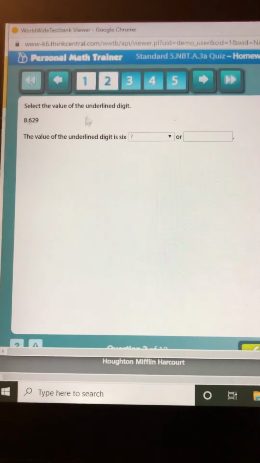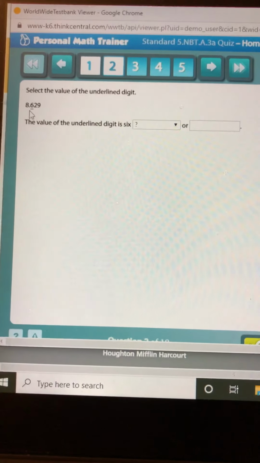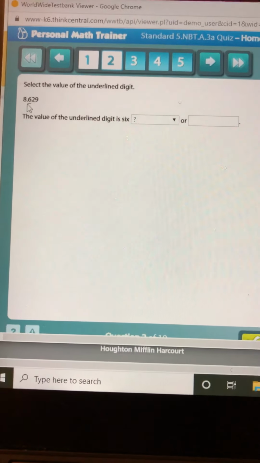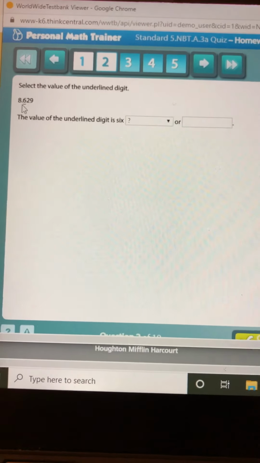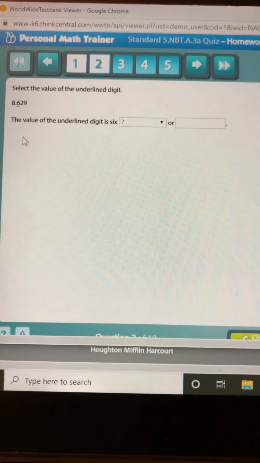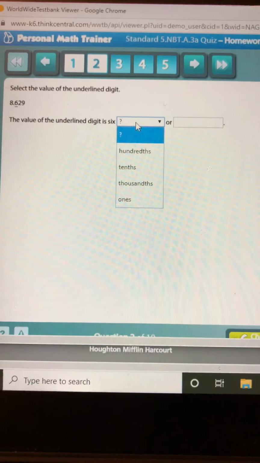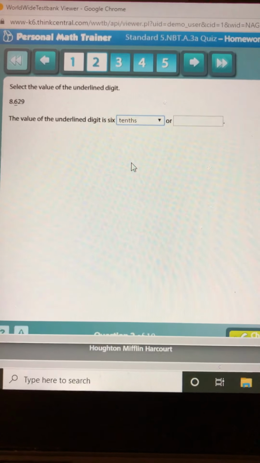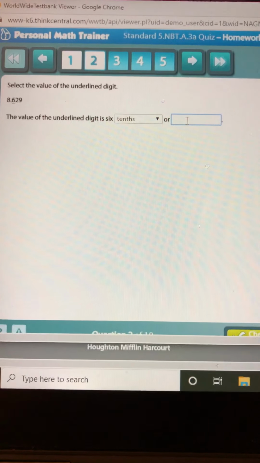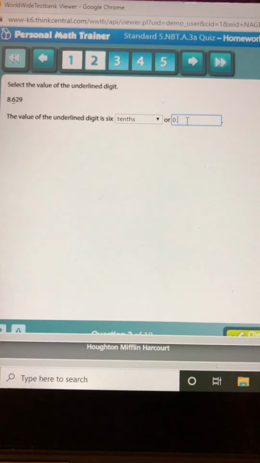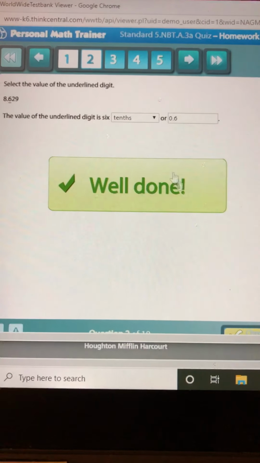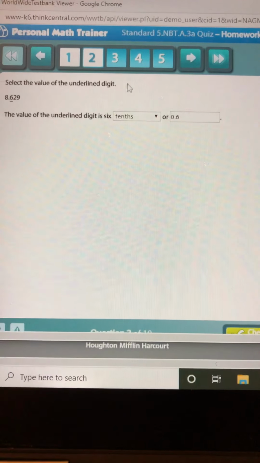So here they're asking you for the value of the underlined digit. Now notice there's a decimal there, okay? So it's not 8,629, it's 8 and, remember the decimal, you would read it as the word and, 629 thousandths with a THS at the end. So basically you're looking for the value of the underlined digit. It's going to be in the tenths, right? Because it's the first digit after the decimal. Or 0.6. Okay, let's just make sure that's what they want. Yes, that's what they want. I thought they wanted a fraction, but no, they want the decimal form.